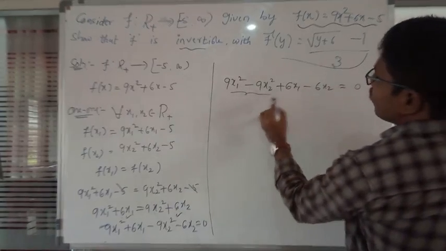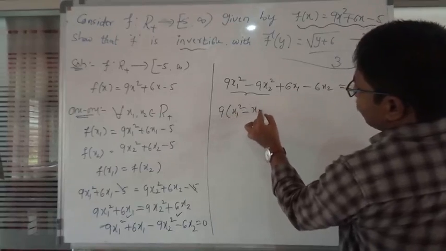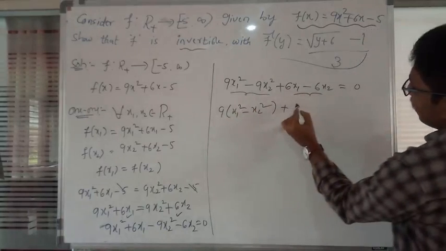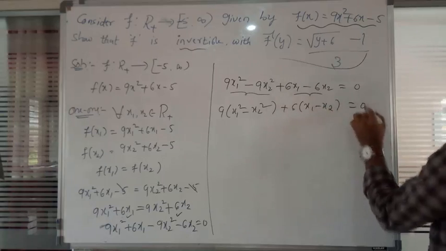In between these two values, what is common? 9 of x1 square minus x2 square plus, in between these two values, the common is 6, 6 of x1 minus x2 is equal to 0.